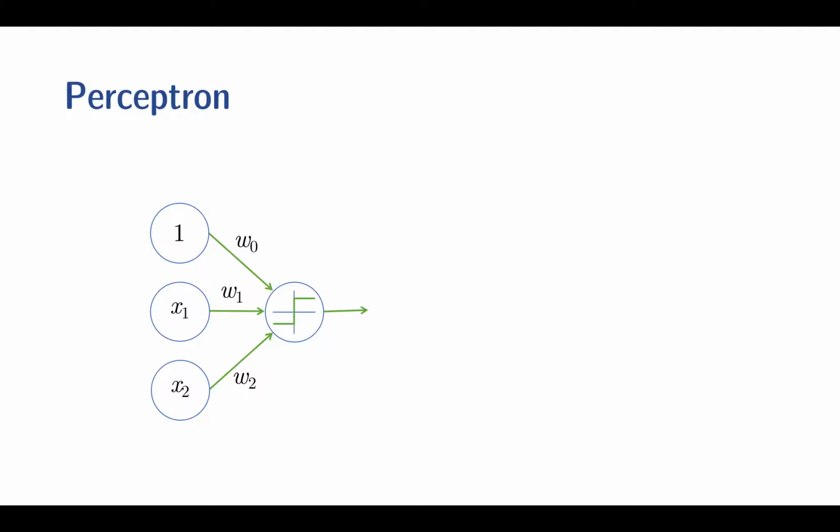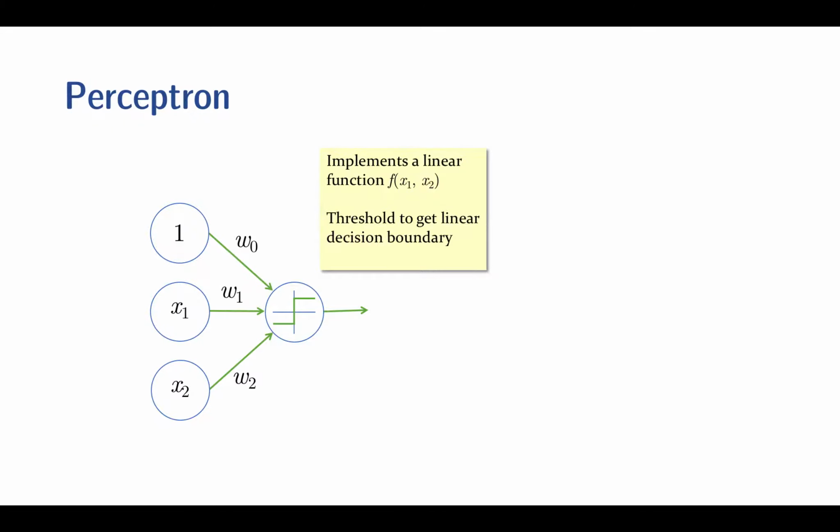So yeah, I switched notation. I make this W. Previously it was A. I apologize for that. Okay, so essentially it implements a linear function of the input. In this case, the input has two values, x1 and x2. So it's a function of x1 and x2. Okay, it implements a function, and then I threshold.